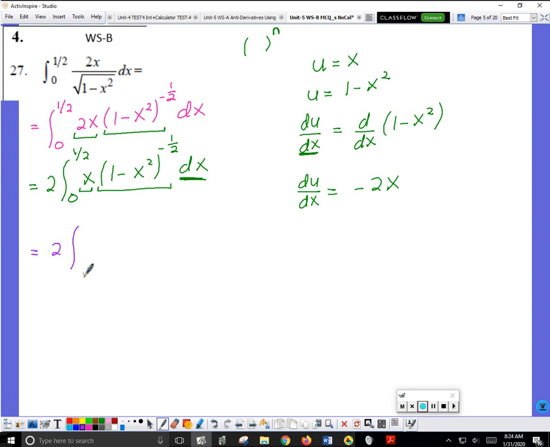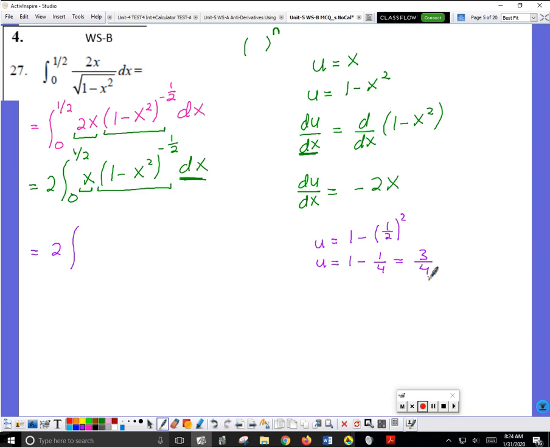So these limits, these are values of x. This is x equals 0 and x equals 1/2. I'm going to change them to values of u because I have a formula here that tells me how to do it. So I'm going to write down u equals 1 minus 1/2 squared, because this x is 1/2, the formula says u equals 1 minus x squared. So u equals 1 minus 1/4, or 3/4.